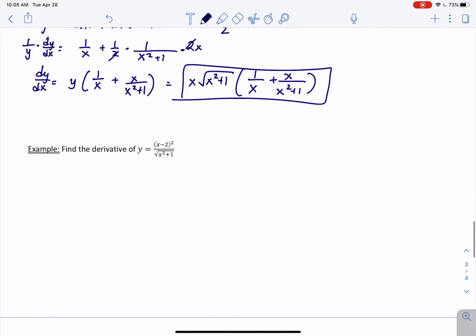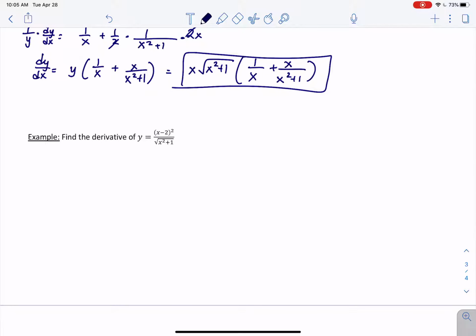Let's look at this next one. So this one is (x minus 2) squared divided by the square root of x squared plus 1. So this is a quotient rule. But instead we're going to again use logarithmic differentiation to get rid of the quotient and the exponent so that we can make it simpler to differentiate. So I want you to try this on your own again. We'll start off with that and then I'll show you how to do it. So pause, do it on your own, and now we're going to go through this.